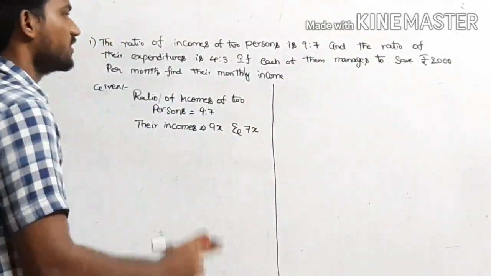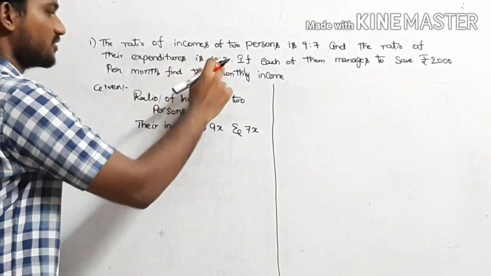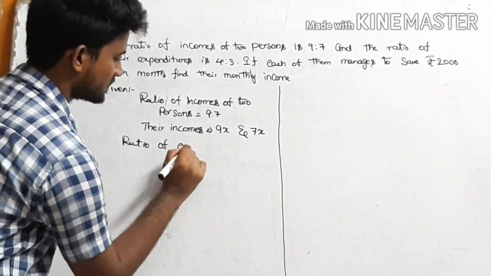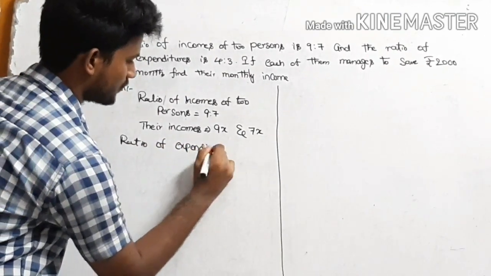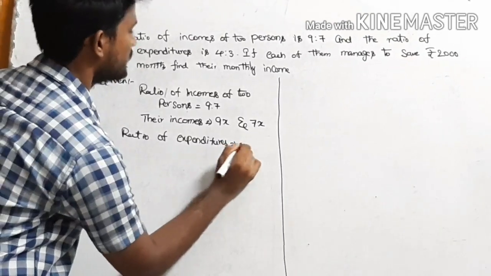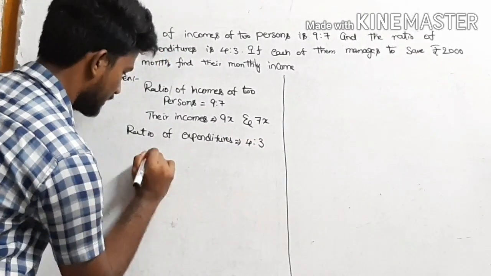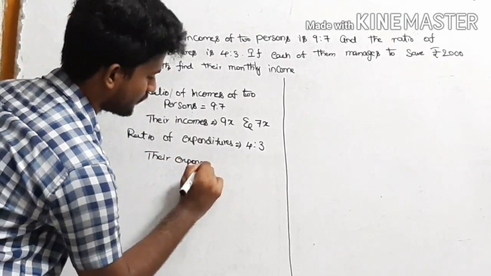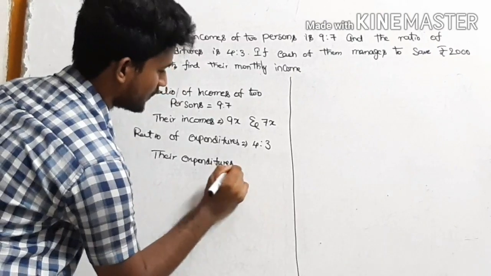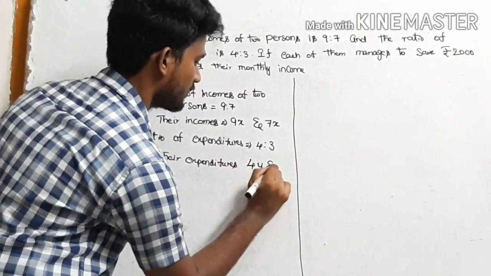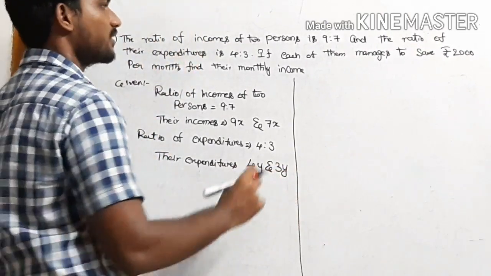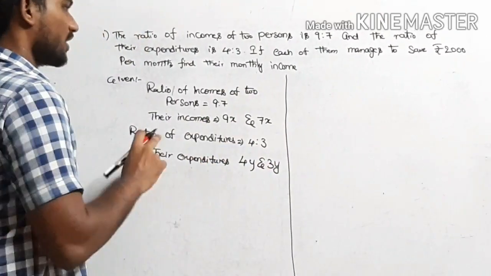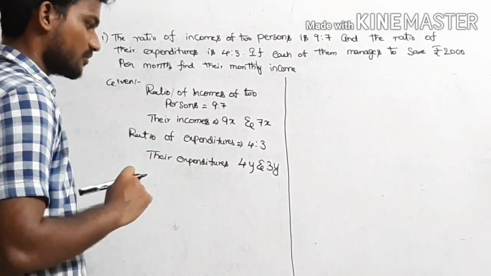Next, the ratio of their expenditures is 4:3. Ratio of expenditures of two persons is 4:3. Then the expenditures can be made as 4y and 3y. Then if each of them manages to save rupees 2000 per month, find their monthly income.